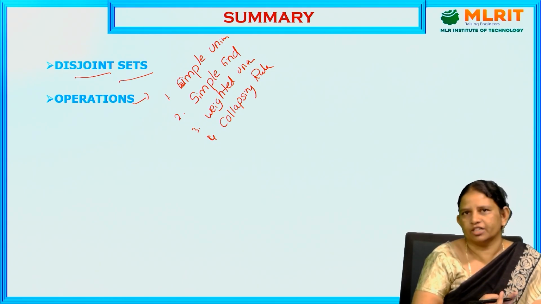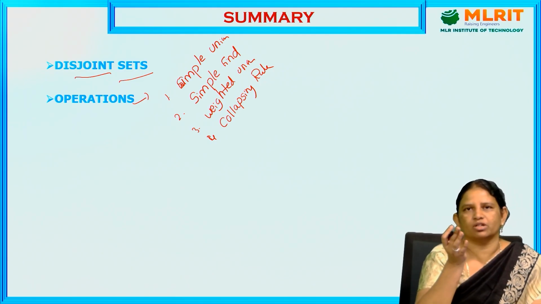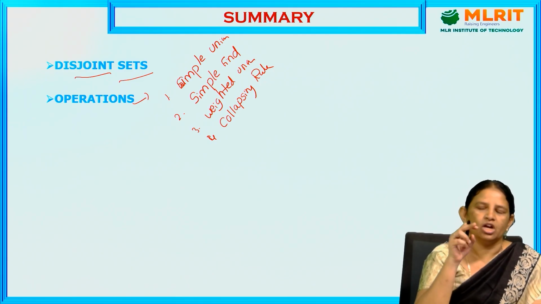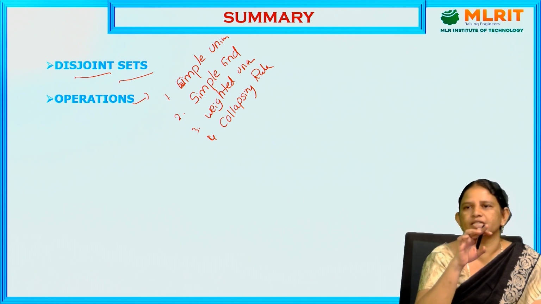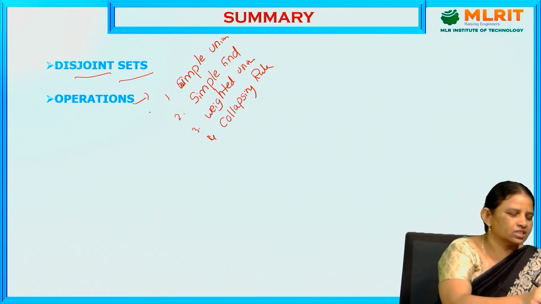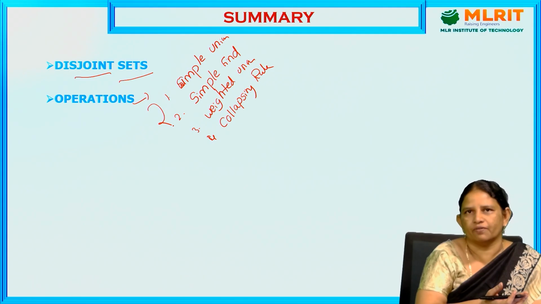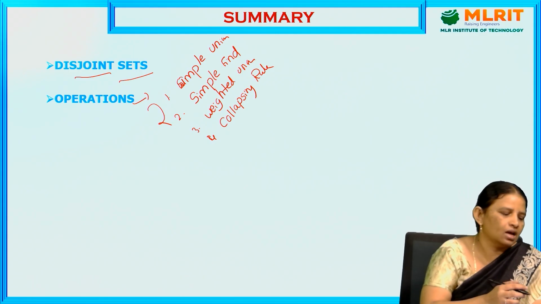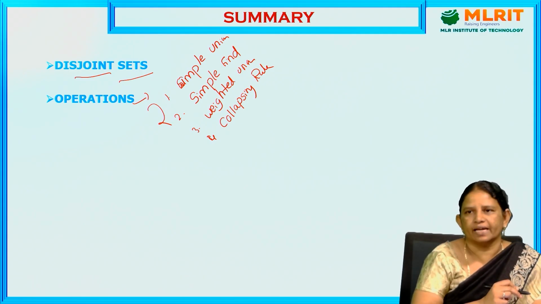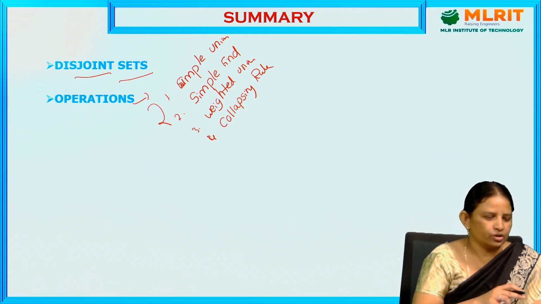What is the definition of set? What is the meaning of disjoint set? How to represent the disjoint set? What are the operations on set? Union means it can combine the 2 sets as a single set. Find means it returns the corresponding root node or parent node. Weighted union: why, when simple union and simple find are already there, should we follow the weighted union and collapsing rule? Simple union and simple find can increase the time complexity of the algorithm. To overcome that problem, we use the weighted union and collapsing rule.